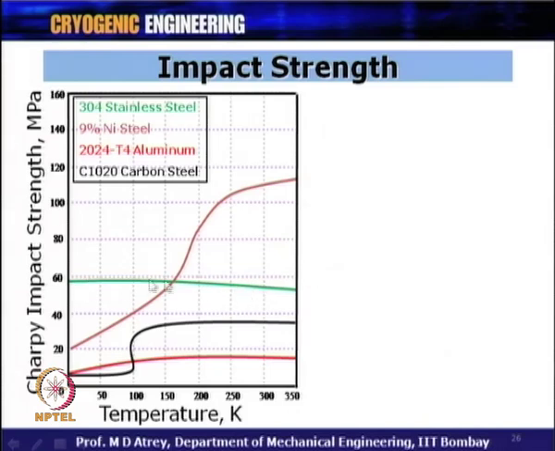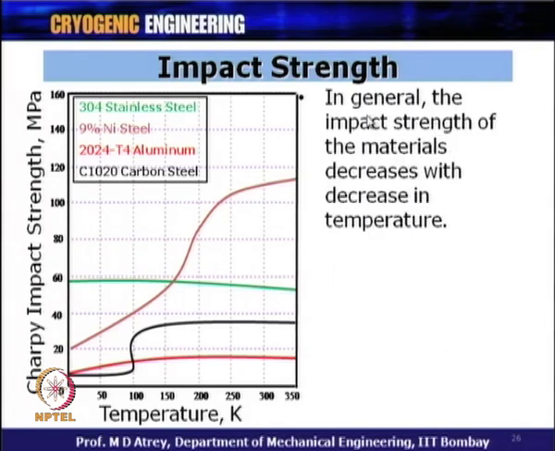That means there is not much variation in the strength value with the temperature. So, in general, what you can say from this is that the impact strength of the material decreases with the decrease in temperature, or at most it remains constant for a particular material, which is SS304, while for all the other materials the impact strength has come down. So, as the temperature gets reduced, the impact strength of a material does get reduced.